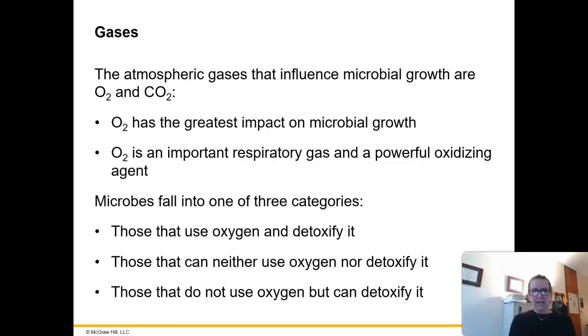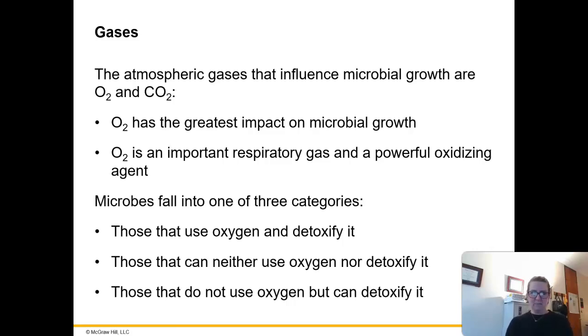All right, let's take a look at gases, because we talked earlier in this lecture about some serious byproducts of oxygen use in organisms. So when we think about the gases, the two big gases that affect microbial growth are oxygen and carbon dioxide. Oxygen has the greatest impact. And of course, we know it is a respiratory gas and is important in the electron transport chain, and is a powerful oxidizing agent.